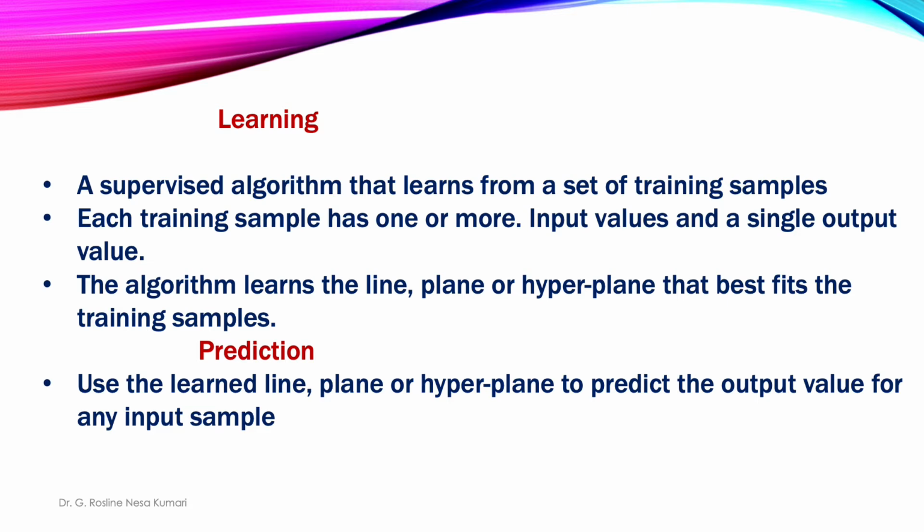The algorithm learns the line. This linear regression algorithm learns how the regression line, which can become a plane or hyperplane, is the best fit for the training samples we are considering. It identifies the best fit. Then for prediction, we use this learned line that we selected as the best line. With that line, plane or hyperplane, it predicts the output value for any input sample.